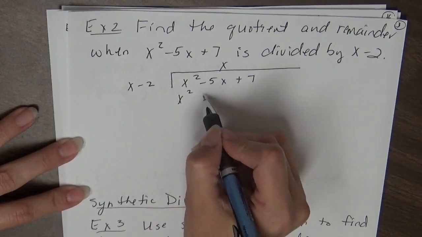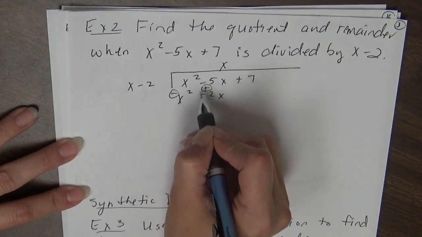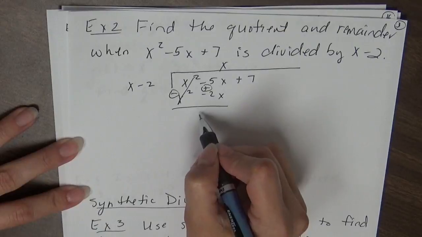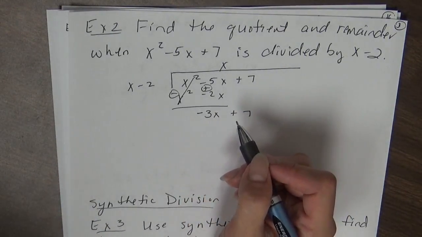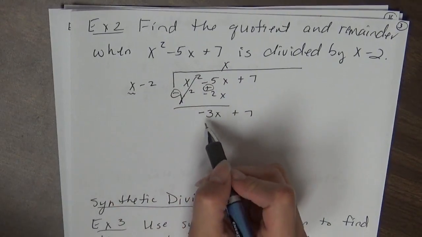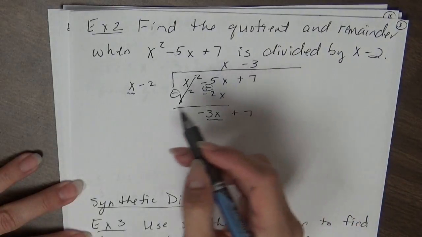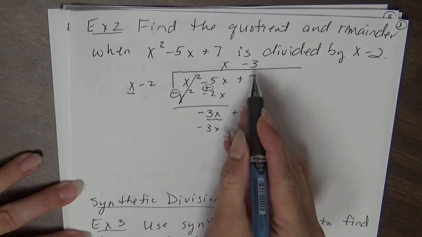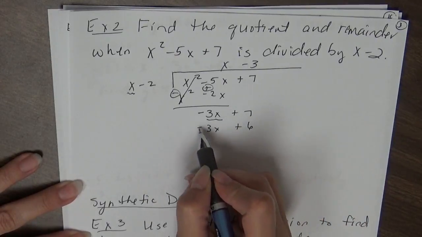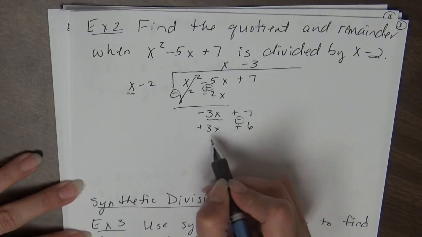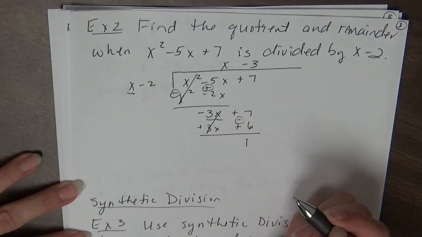X times negative 2 is negative 2x. Change the signs and add. So that's negative 3x plus 7. Alright. X times what gives me negative 3x? That would be negative 3. Negative 3 times x, negative 3x. Negative 3 times negative 2 gives me 6. Change the signs. The x's cancel. 7 minus 6 is 1.